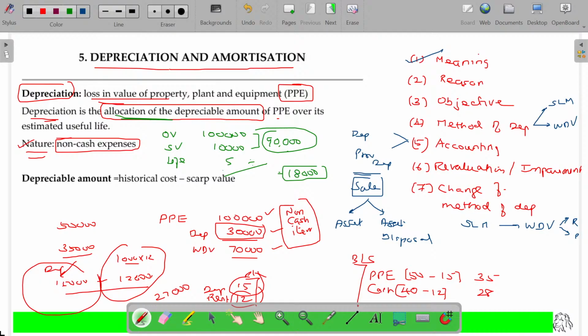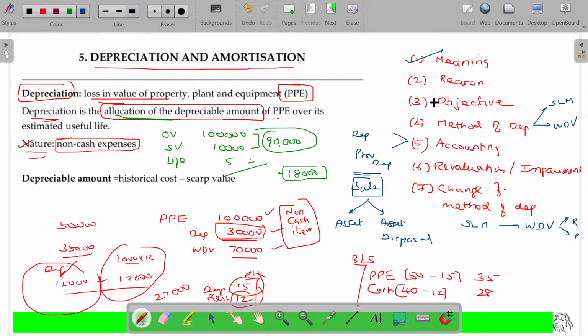1 lakh, over the life period, if the value becomes 10,000 rupees, then how much are you losing? Almost 90,000 rupees you are losing. That is called the depreciable amount. Hope the first slide is over. Any doubts here with respect to the first slide? Now, we'll move on to the next content.